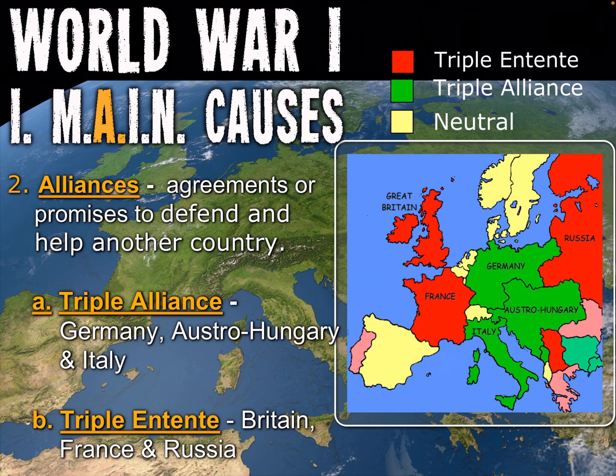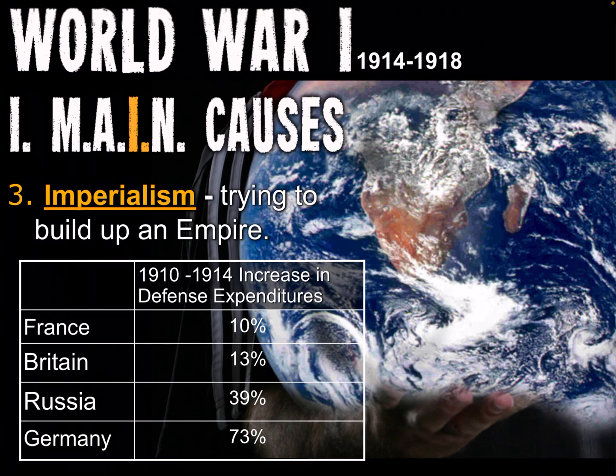All right, the next one would be the I, which is imperialism. And you guys talked a lot about imperialism with Mr. Turpin. So as we've already learned, the nations of Europe competed fiercely for colonies in Africa and Asia. The quest for colonies sometimes pushed European nations to the brink of war.